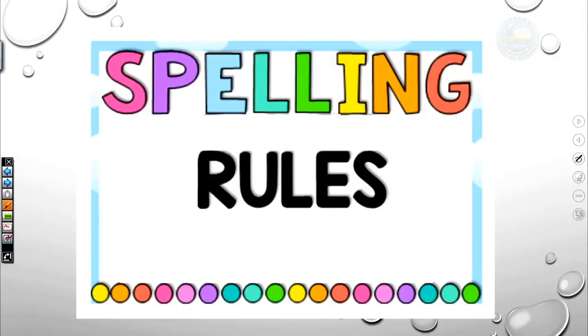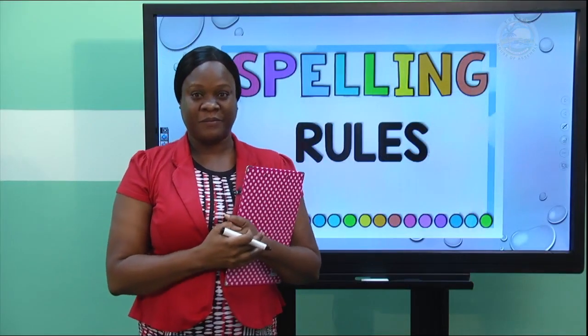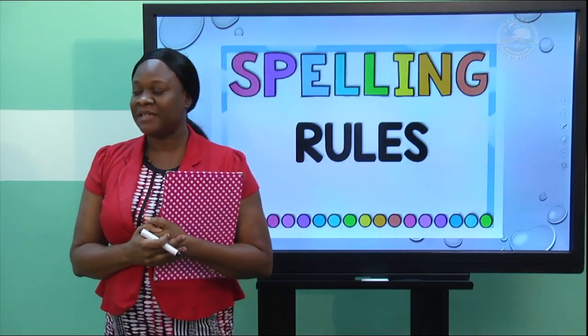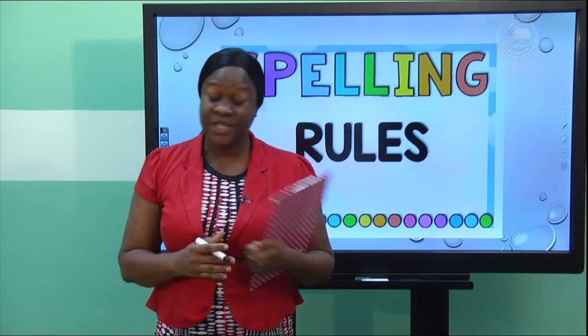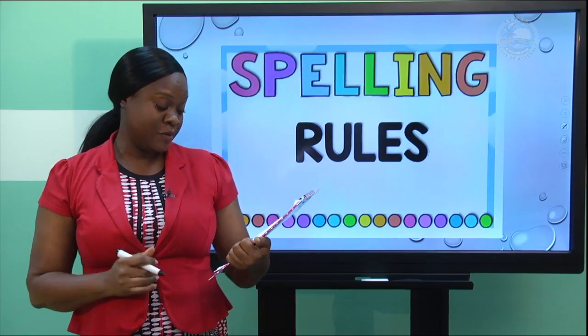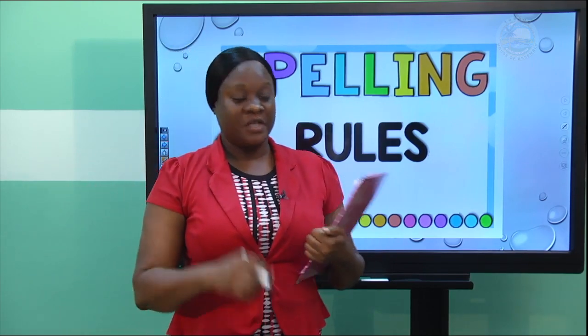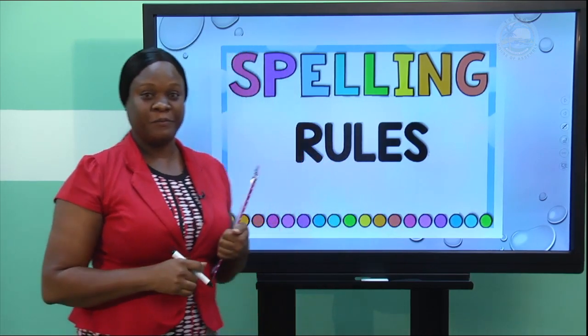Again, I invite you to listen to the clue and tell me the rule. Doubling letters is a rule, which is a very handy tool. When do we use the doubling rule? Listen again. Doubling letters is a rule, which is a very handy tool. When do we use that doubling rule?